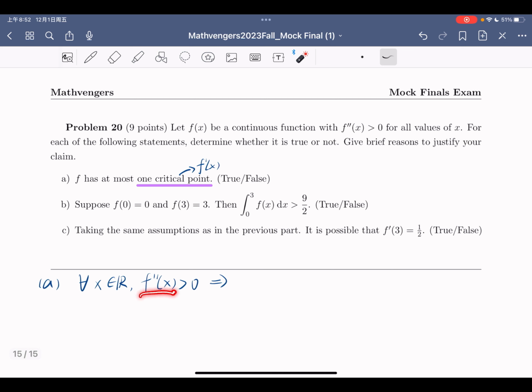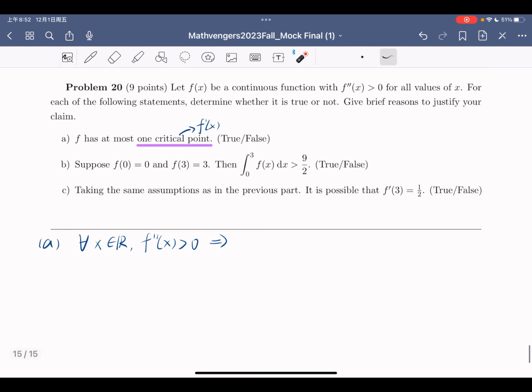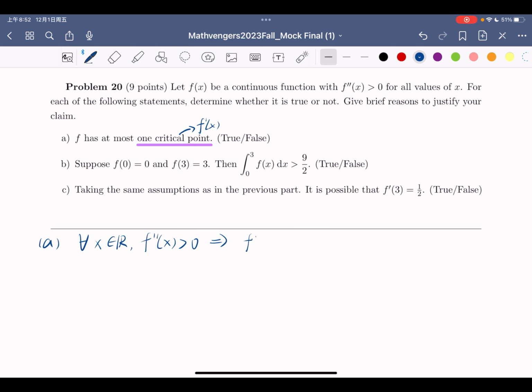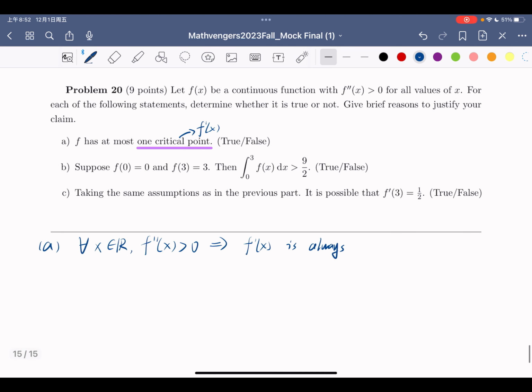Actually, the second derivative is the slope of the tangent line for the first derivative, which means we can deduce that the first derivative is always increasing. If a function is always increasing, there is just one possible critical point: a minimum point, where the derivative is greater than 0.